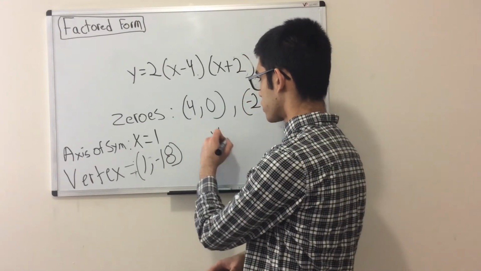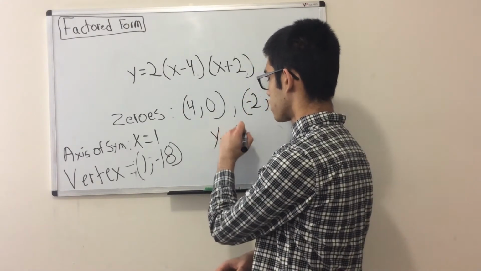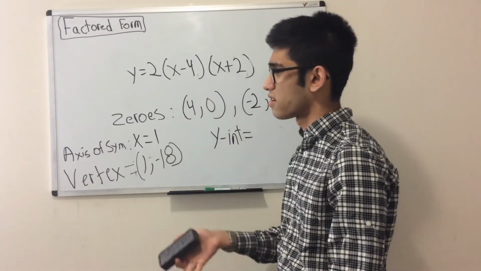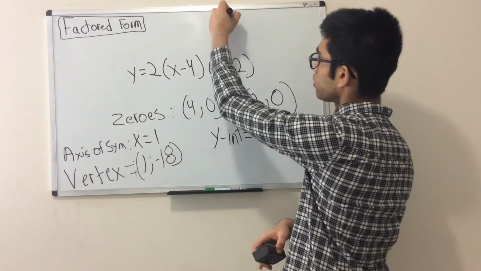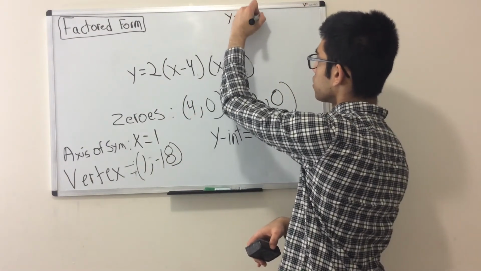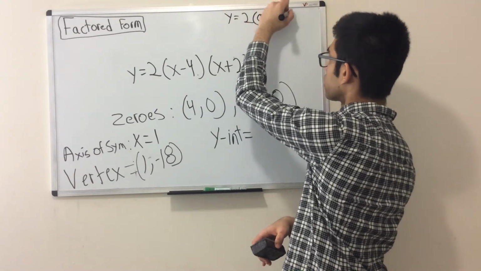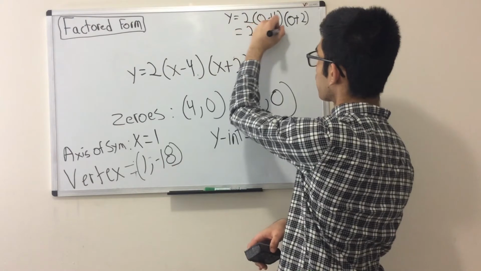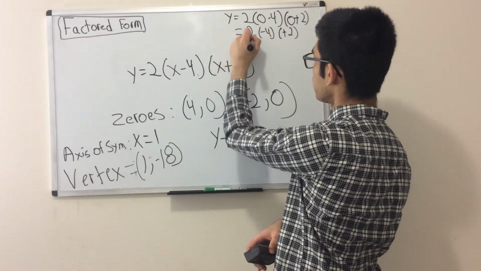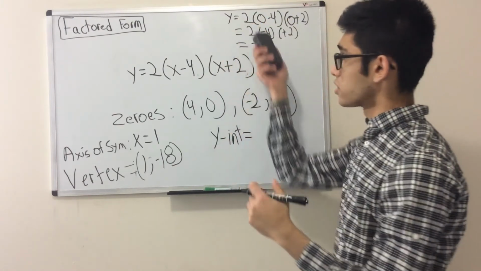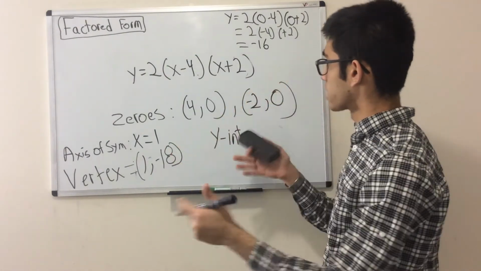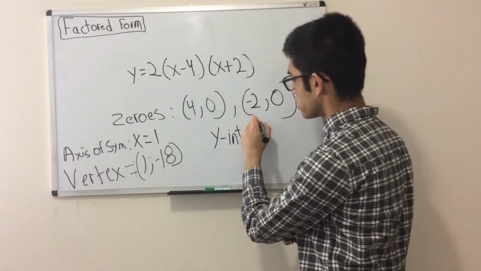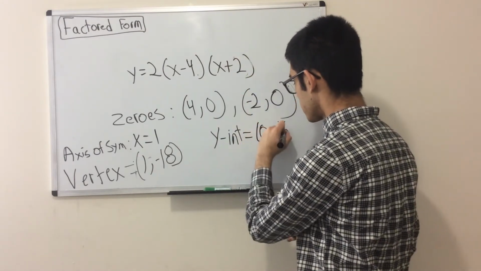So if you remember what the y-intercept actually is, the y-intercept is when x equals 0. So the easiest way to do this is just set x equal to 0. Again, I'll do it quickly up here. 2(0 minus 4)(0 plus 2). So you have 2, negative 4, and positive 2. If you multiply that out, you get negative 16, because -4 times 2 is negative 8, times 2 is negative 16. So the y-intercept actually occurs at (0, -16).